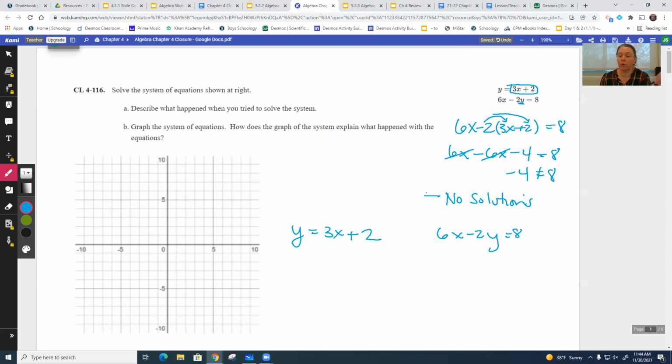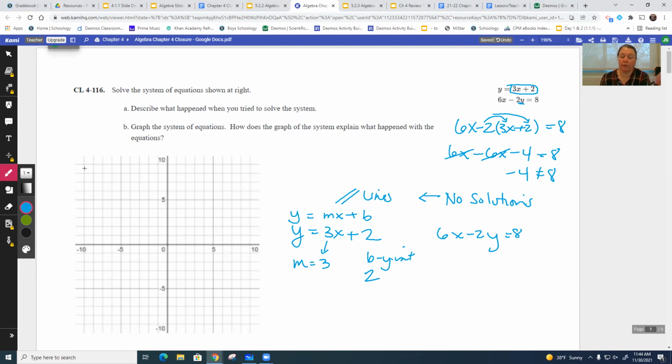So we know from before, when we have no solutions, that means the lines don't intersect. It means we have parallel lines. So we should expect lines that are parallel right here. This equation is already in slope-intercept form. Remember, b is the y-intercept. That's where the graph hits the y-axis. So at 2, in the spot of my m, I have 3.